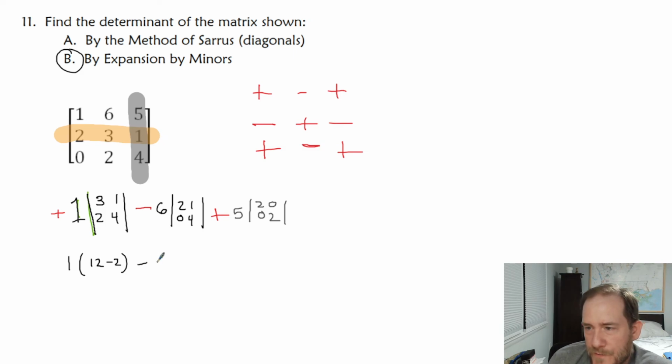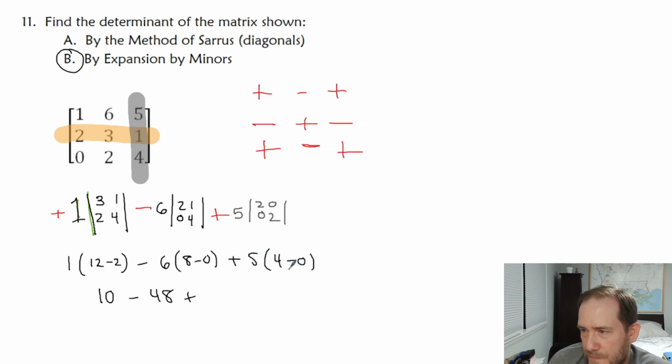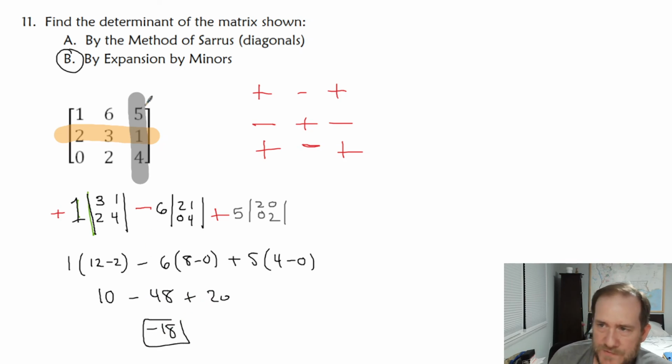Okay, we're going to go minus 6 times 8 minus nothing. We're going to add 5 times 4 minus nothing. So this is a 10, take away 6 times 8 is 48, plus 5 times 4 is 20. So this is negative 38 plus 20 is negative 18. Shocking. We got the same answer. So we must have done it right.